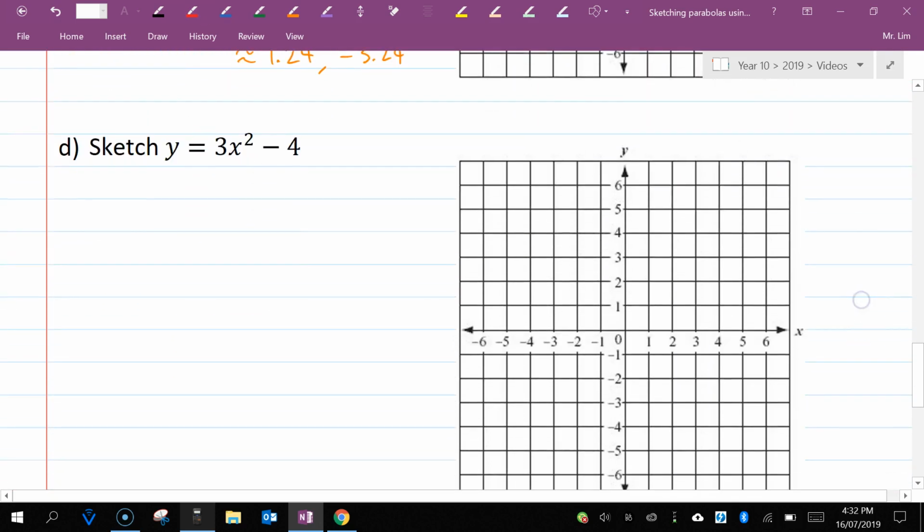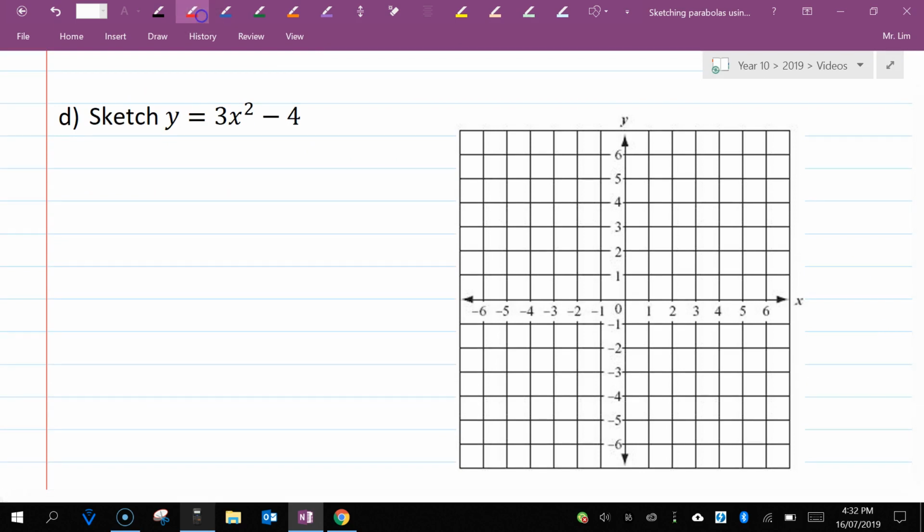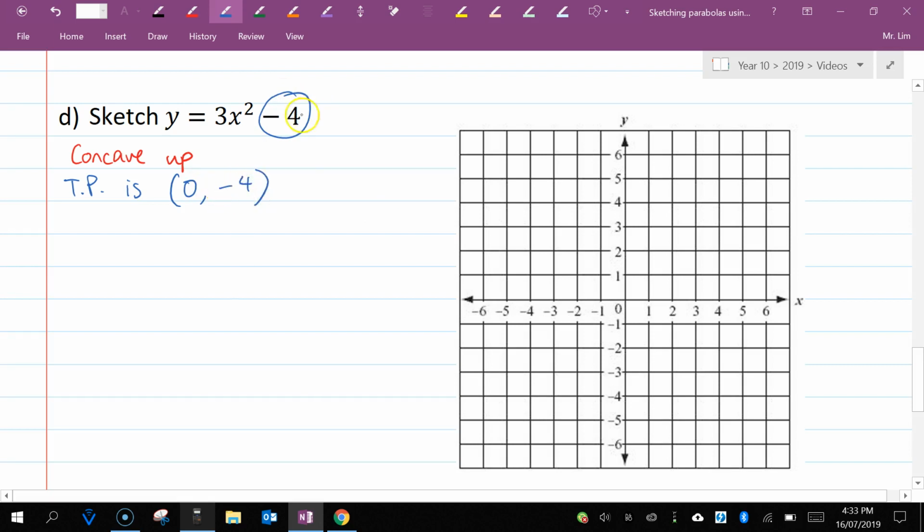Okay, question D. Sketch y is equal to 3x squared minus 4. So, concave up, because x squared is positive, we've got a positive 3 in front of it. Turning point. Now, notice how there's no brackets. Because there are no brackets, it's not shifting left or right. It's just staying where it is at 0. But this here is telling us it's going to go down 4. It's going to go down to minus 4.